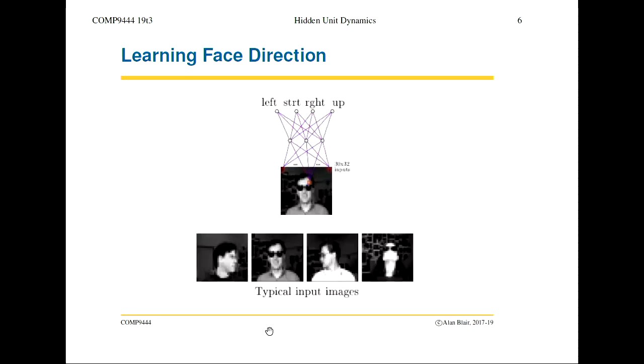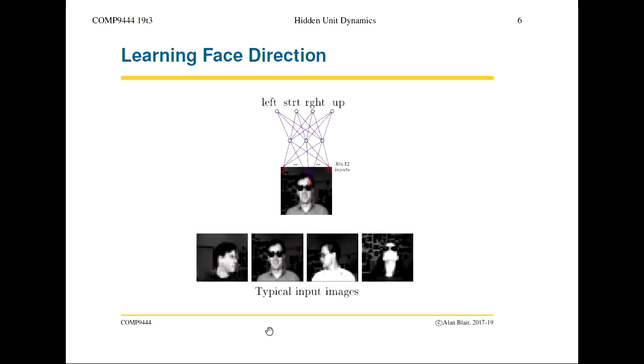So first of all, the identity of the person. Secondly, things like whether they're wearing sunglasses or not. But in this case, you're trying to detect which direction the person is facing. So you take photos of all these people facing left, right, up or down. And again, it's a pretty low resolution image, 30 by 32, only 3 hidden nodes, and then 4 outputs.